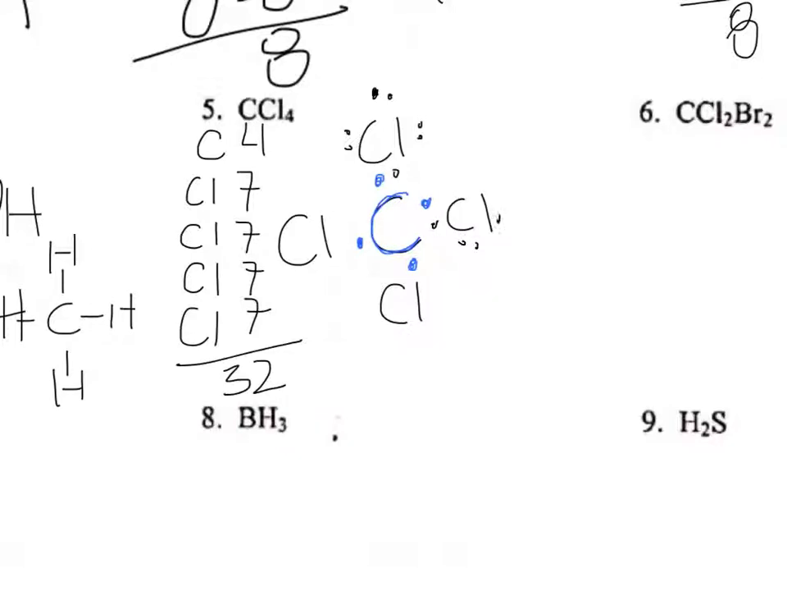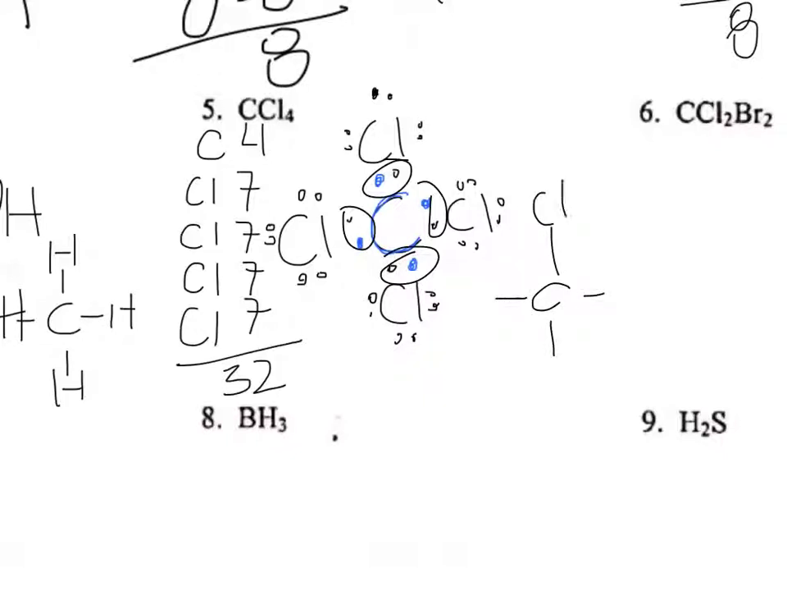So let's fill those in. 1, 2, 3, 4, 5, 6, 7 for chlorine. 1, 2, 3, 4, 5, 6, 7. And I'm doing this because chlorine has 7 valence electrons. 1, 2, 3, 4, 5, 6, 7. Okay, so if we count them up, 8, 8, 8, 8, and 8 valence electrons. Everybody's happy. These are the bonds, and the Lewis structure would look like this.